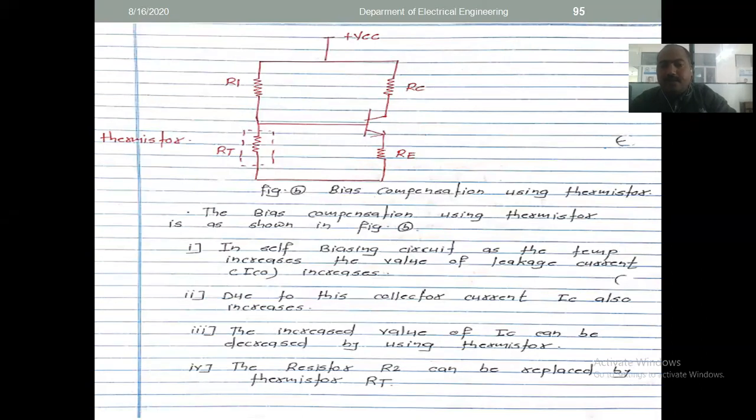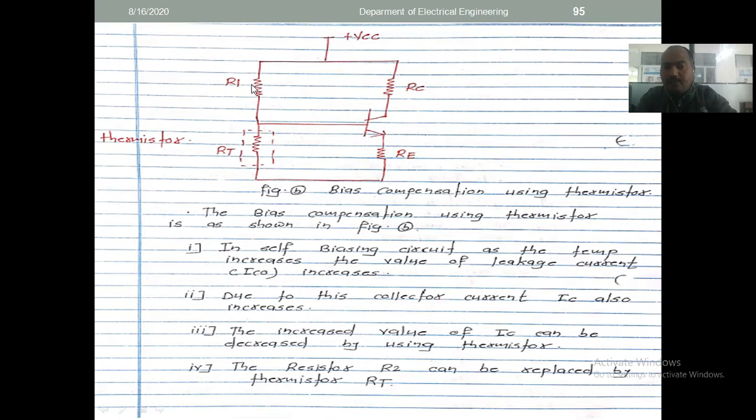Above is the circuit used for the bias compensation using thermistor. So this is actually the common emitter configuration for the purpose of your amplifier, right? So in that application, we know that we have to do the biasing. Biasing indicates applying voltage to the transistor to work in a particular condition.